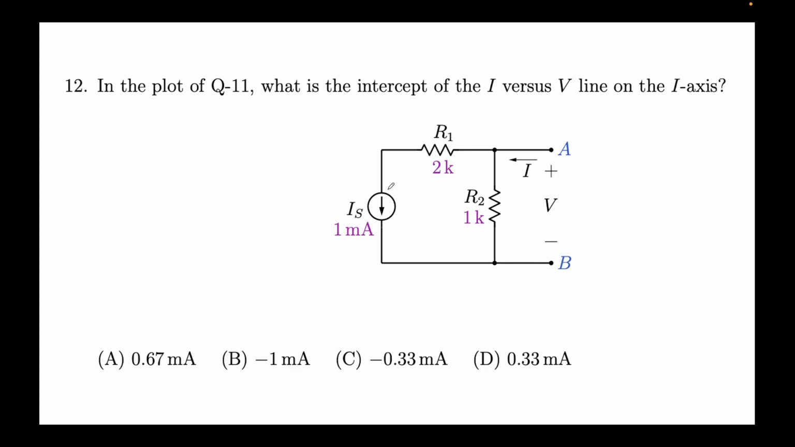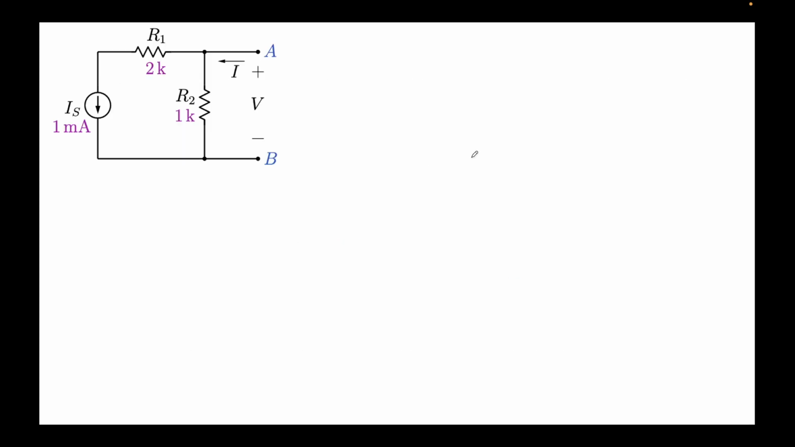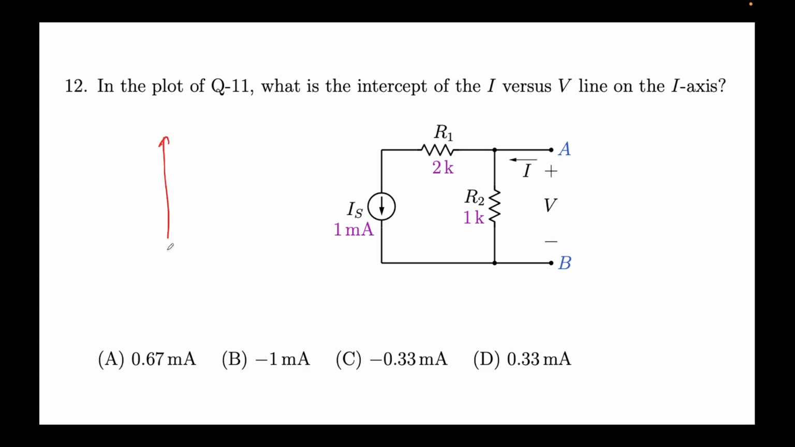Now we'll move forward. A follow-up to this problem is the plot of question 11. What is the intercept of the I versus V line on the x-axis? We drew that, right? We drew that something like this. This was -1, this was 1. This is I in milliamps, this is voltage in volts. This was 1, remember?